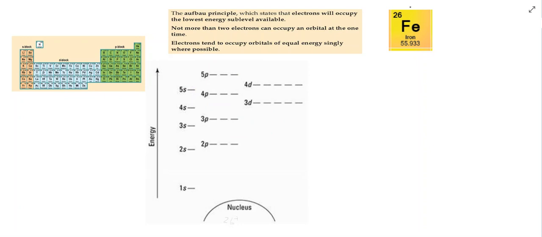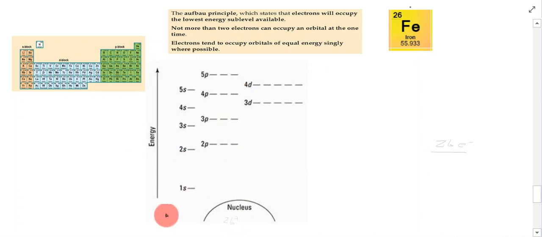What we want to look at then is, if it has 26 positive charges coming from these 26 protons, it also has to have 26 electrons. So that's 26 of these guys. What we want to figure out is how these 26 electrons are configured or arranged in the space outside of the nucleus, within this space here.